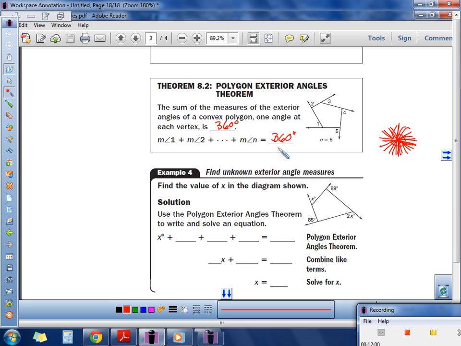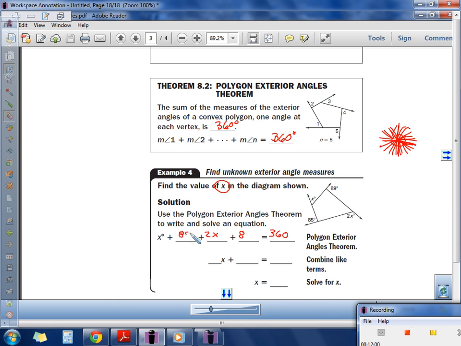Are these angles interior or exterior? These are exterior on this example. They're saying solve for the value of x. All you have to do is realize that if you add all those up, they always will add up to 360. So x plus 88 plus 2x plus 89, my bad, plus 85, and you'll get 360.